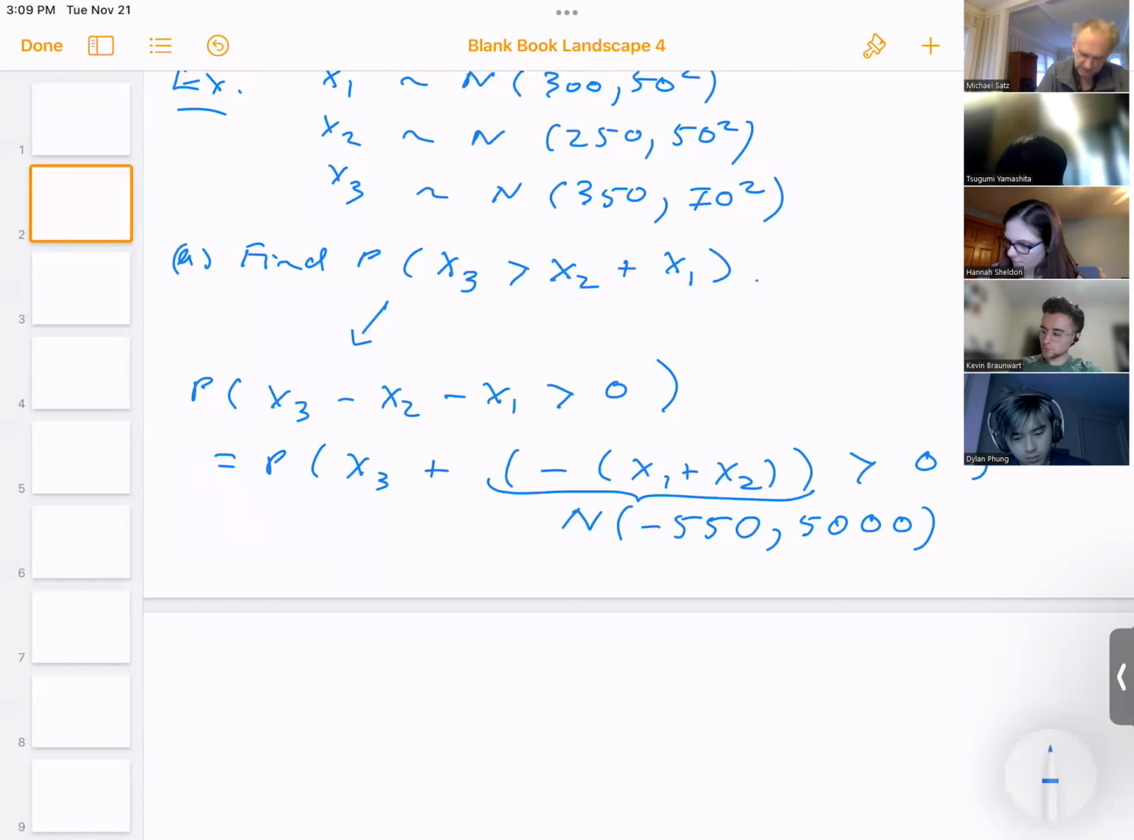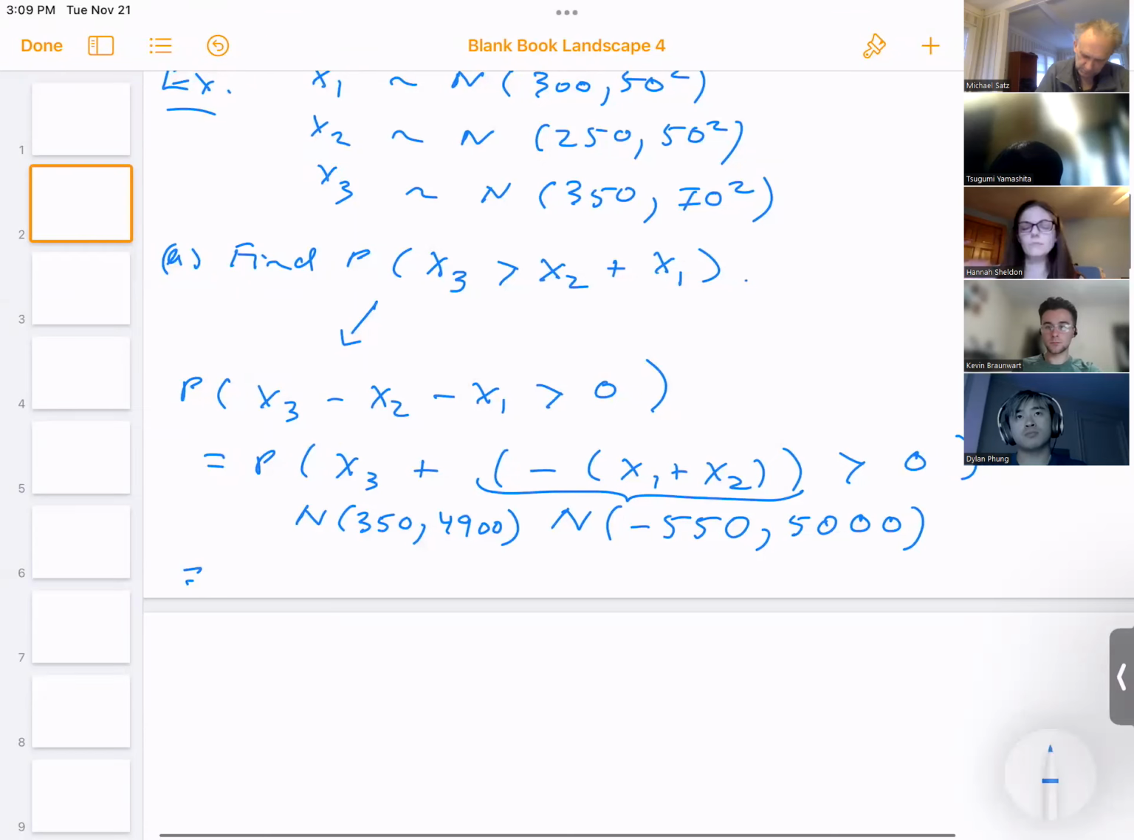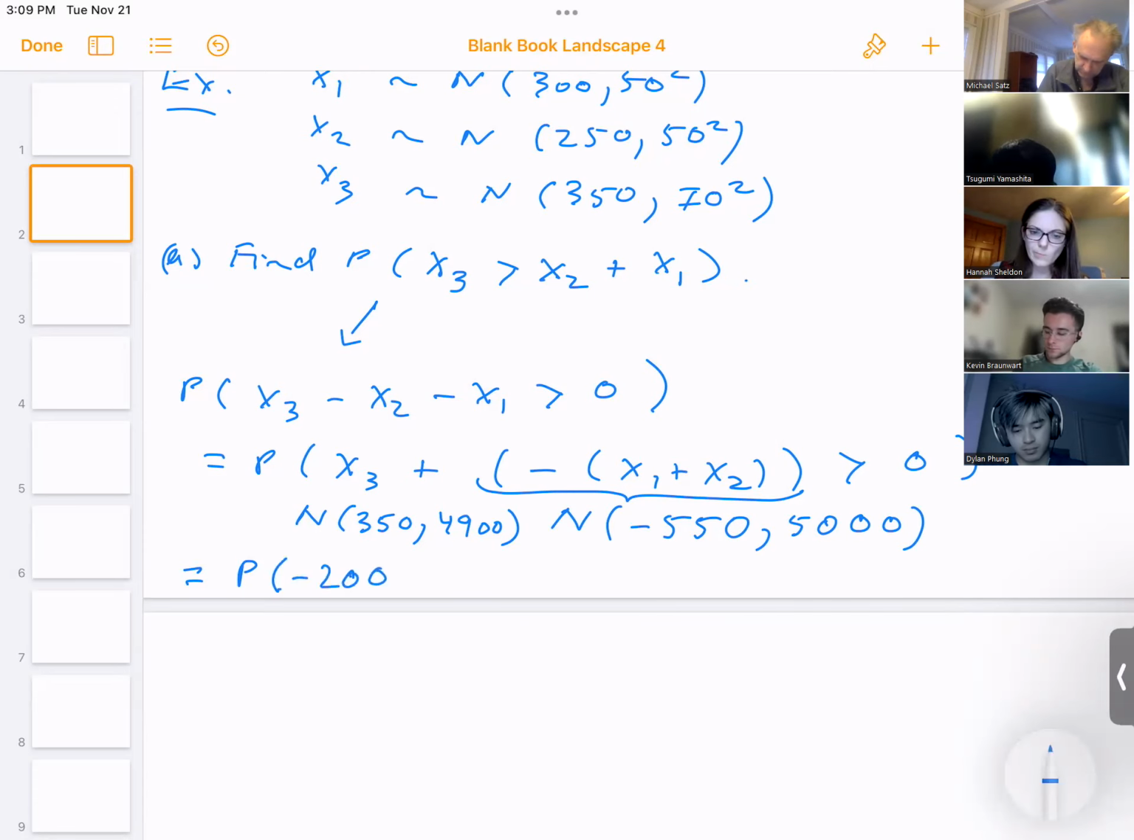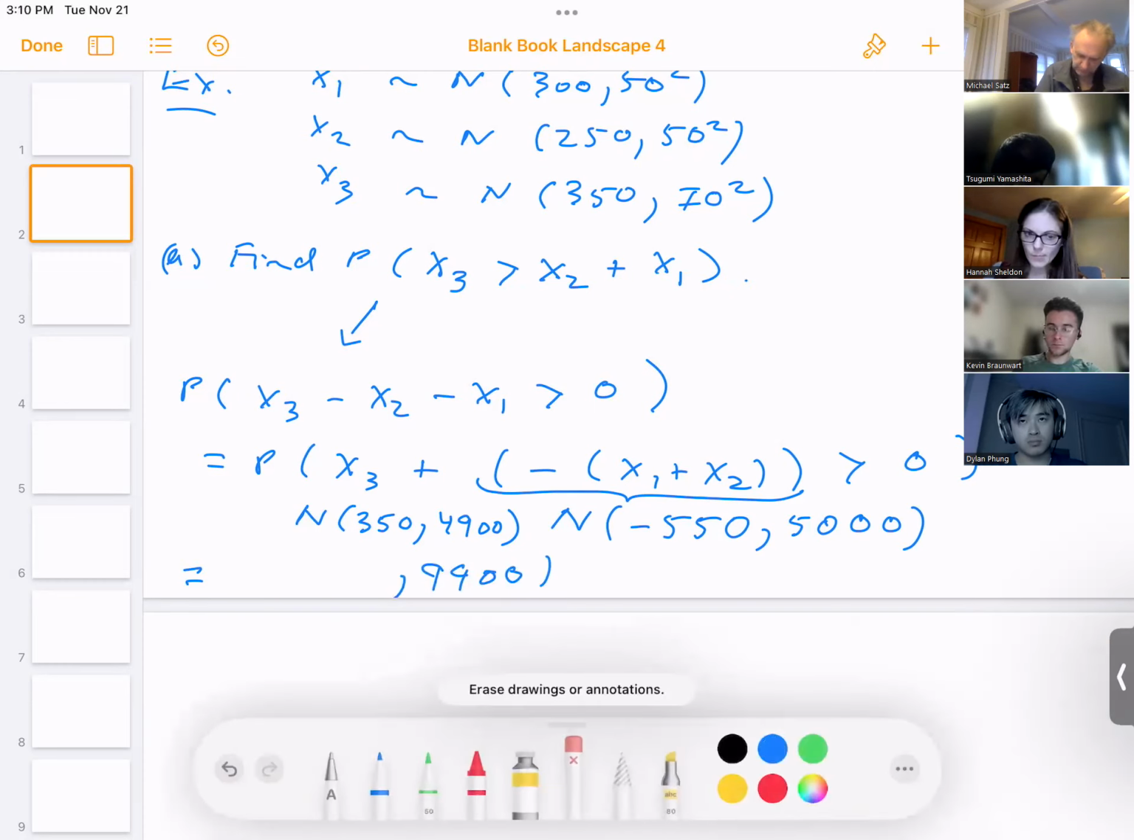Okay, and then I want to add that to this piece, which is normal. You can see 350, 4,900. So this is equal to the probability that, let's say, minus 200, 9,900 is greater than 0. Sorry, I'm getting too excited.